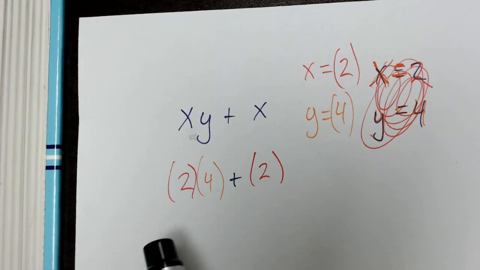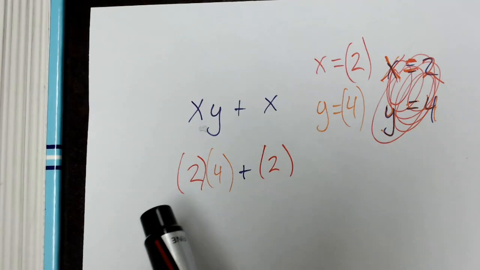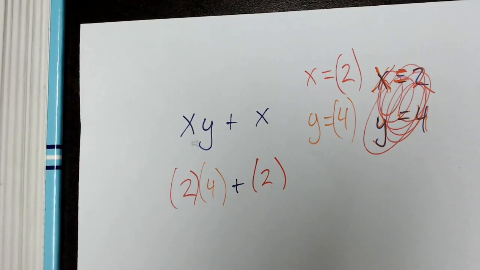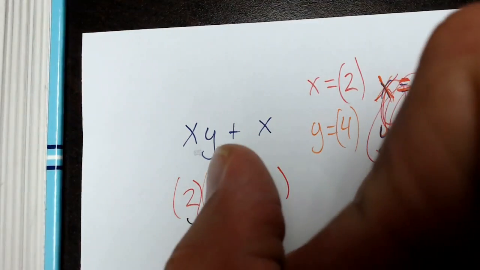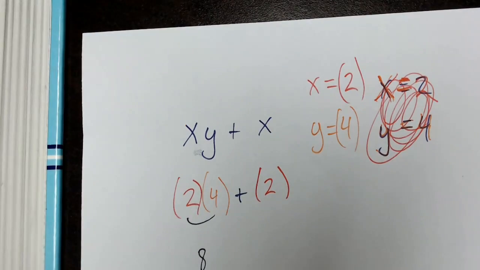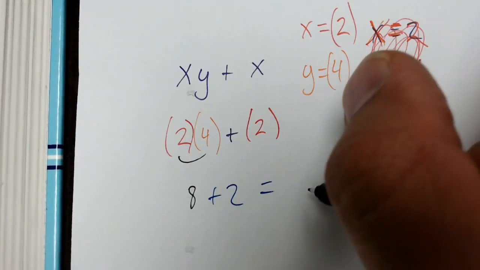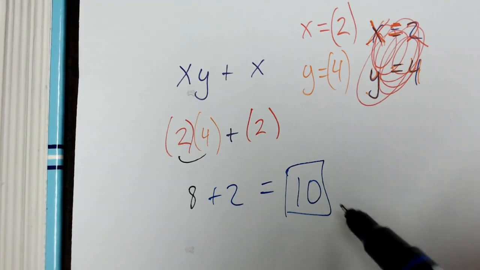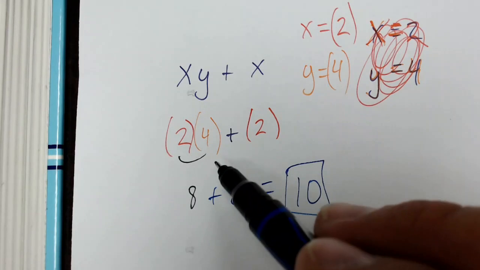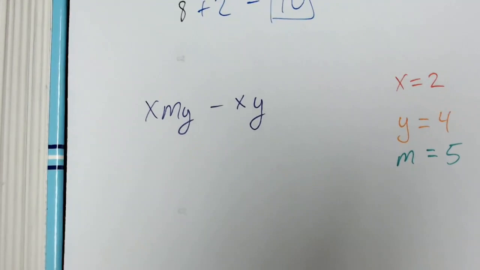Now that I've rewritten the problem, I'm just going to use my order of operations, or PEMDAS. And I know that when two numbers are in parentheses and they're touching, that means to multiply them. So step 1 is going to be 2 times 4. 2 times 4 gives me 8. And then I have 8 plus 2, which gives me a final answer of 10. So the answer to this problem is going to be 10. Look at the letters, rewrite the problem with the numbers in parentheses, then solve. Alright, now let's do the next one.